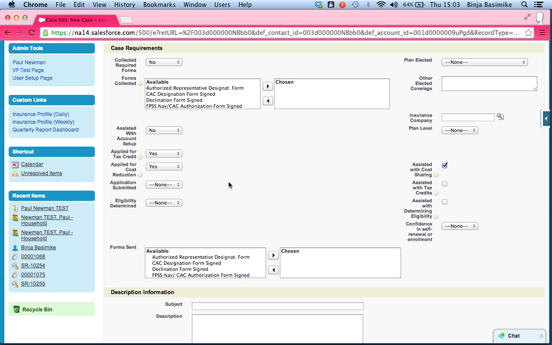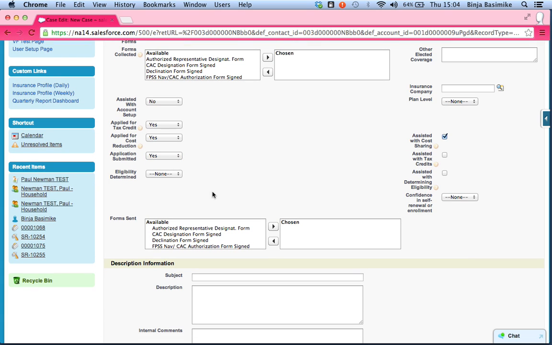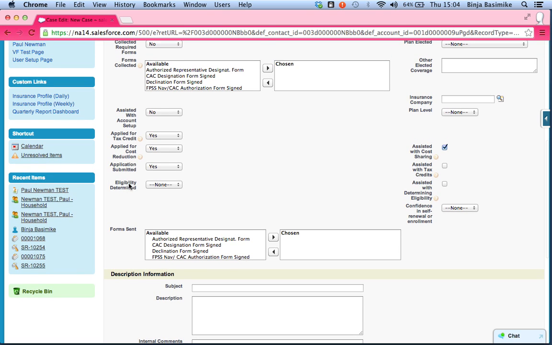Next thing we ask ourselves is, did he submit his application? If the answer is yes, we say yes. If the answer is no, we say no. And if we don't know, please make sure you indicate as such. So we say yes, we know his application has been submitted. And in time, we hear back from him and he tells us that his eligibility has been determined and he is eligible for health insurance.